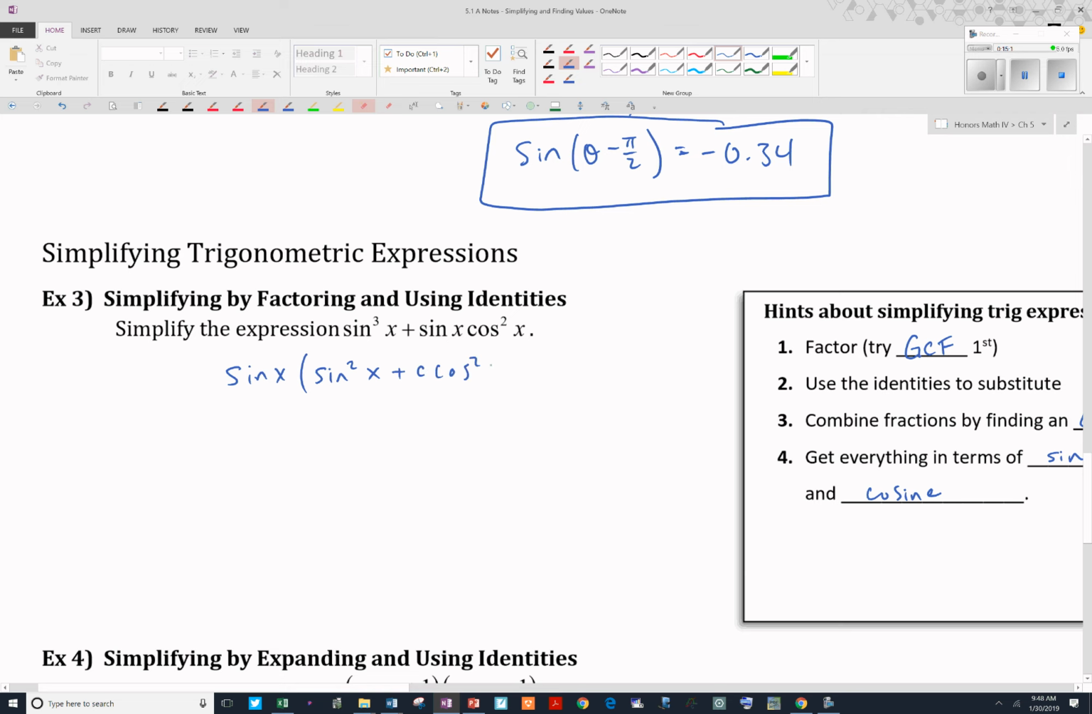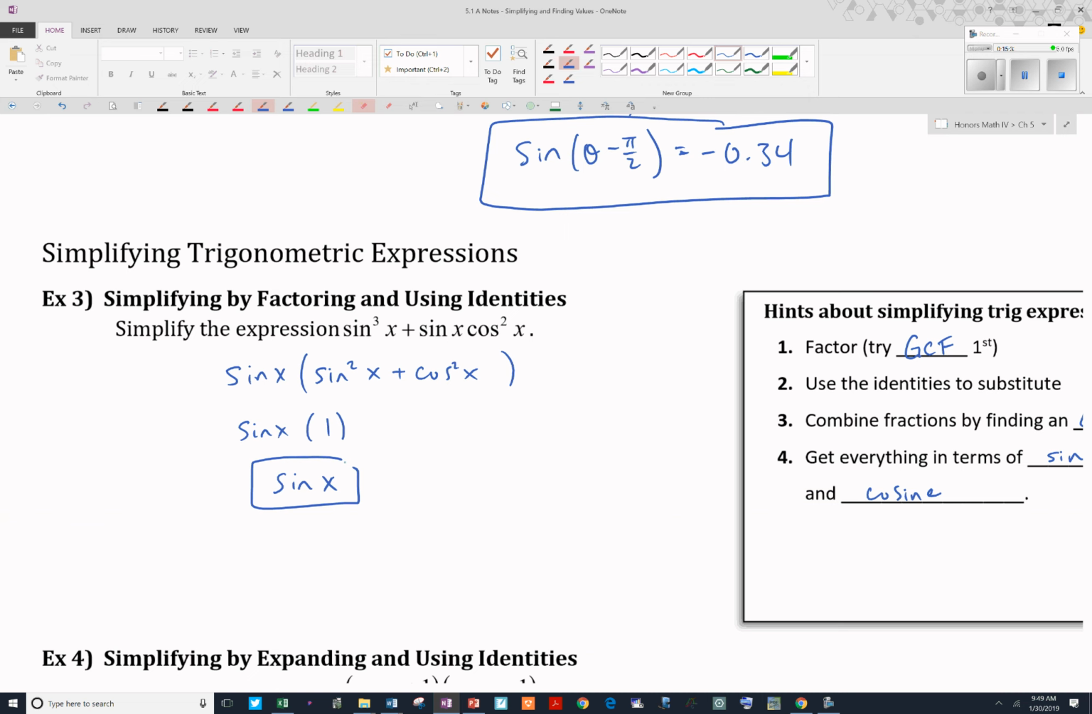Oh, that's convenient. Sine squared plus cosine squared, I have no idea what I just wrote right there. Sine squared plus cosine squared is 1. So this is sine times 1. I am going to write it just to show that I know what's going on here. And then that just simplifies to the sine of x. That's pretty straightforward. Okay, makes it look really easy, doesn't it?